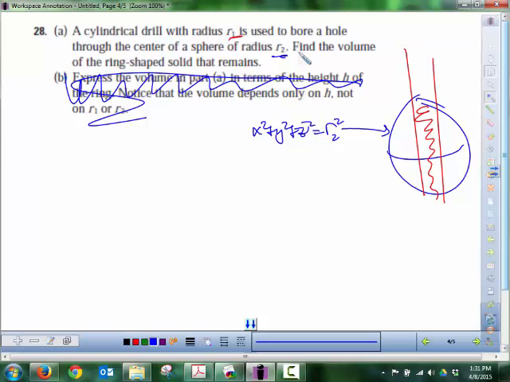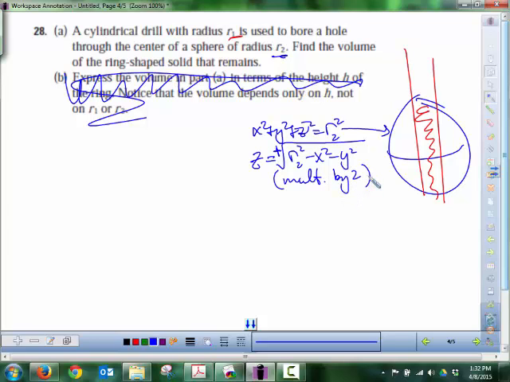Now, since we're talking about volumes, and the top half and the bottom half are the same, I can just go from 0 to the top half and multiply it by 2. Is that cool? So I'll say z is equal to the square root of R2 squared minus x squared minus y squared after you solve for z. And then I'll just consider the positive part, and then I'll multiply this by 2.